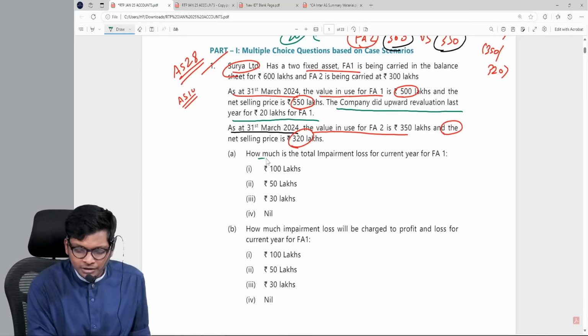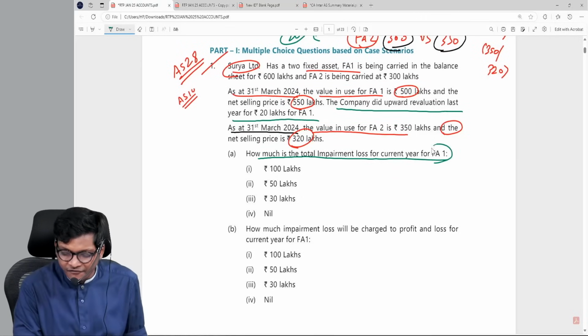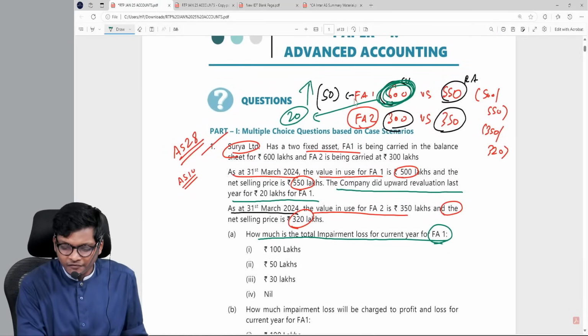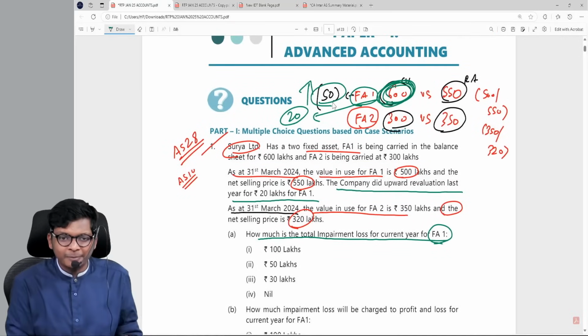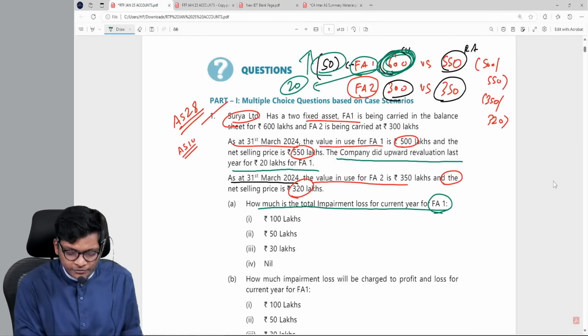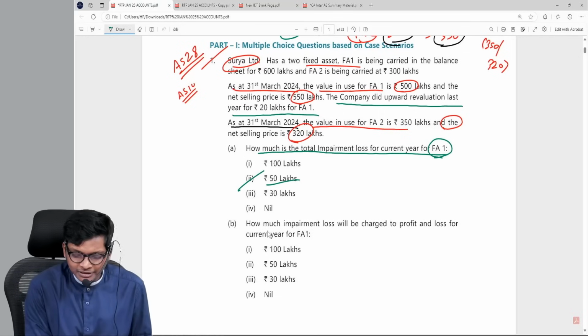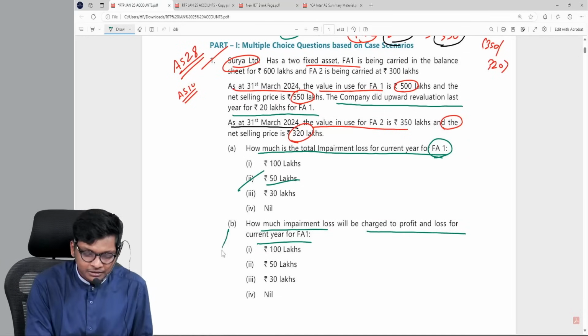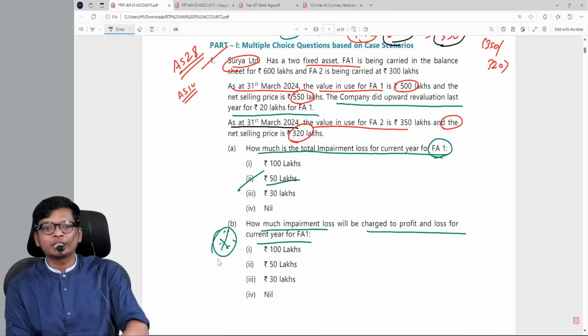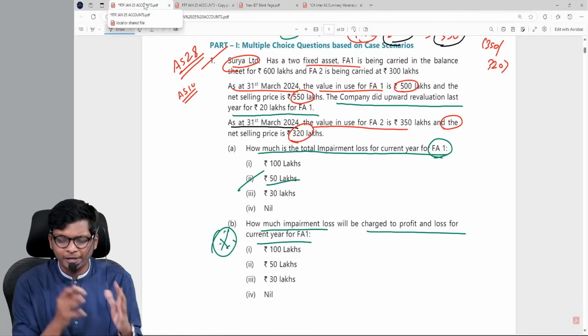Question 1. What is the total impairment for FA1 of the current year? For FA1 current year, we just computed the impairment is 50. Search for option 50. 50 is available. Okay. Next, how much impairment loss will be charged to P&L for the current year for FA1? This is the most tricky MCQ. Not that tricky compared to other MCQs.